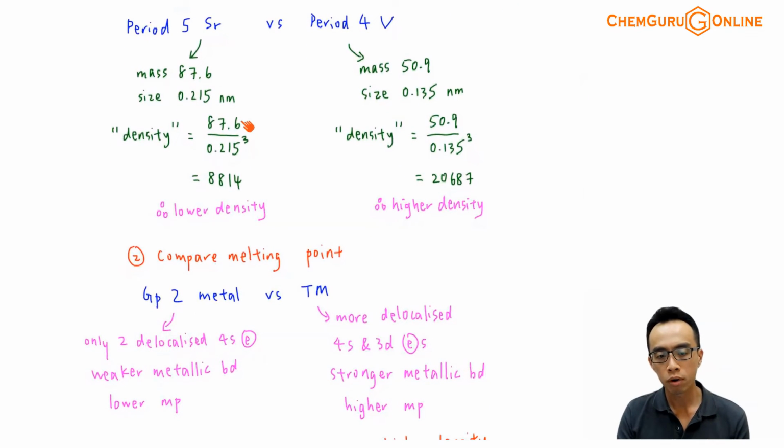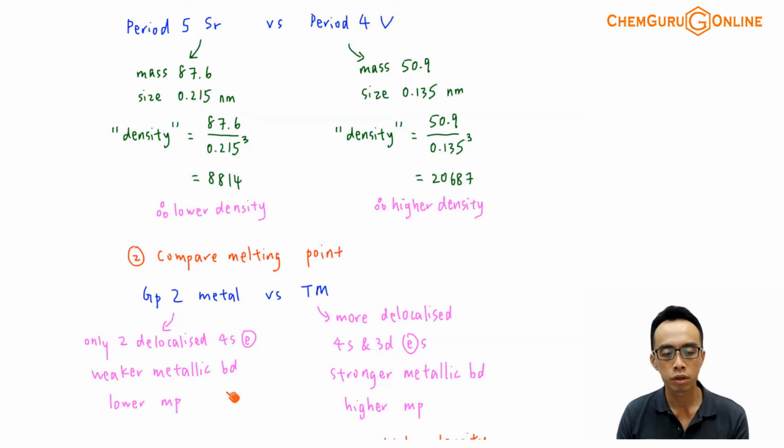Now, involving melting point, in general, transition metals should have a higher melting point than group 2 metals because transition metals can delocalize more electrons. It can delocalize its 4s electron, and it can also delocalize its 3d electrons. So I'll have a bigger sea of delocalized electrons, and the transition metal cation will also be more positively charged. So therefore, the metallic bond will be stronger. More positively charged cation attracting a bigger sea of delocalized electrons, the metallic bond will be stronger. The melting point for transition metals will tend to be higher.